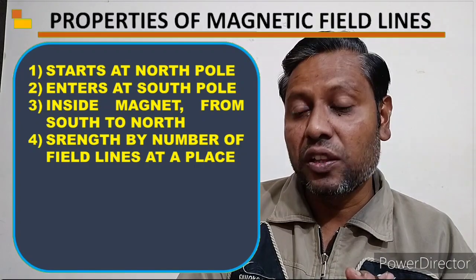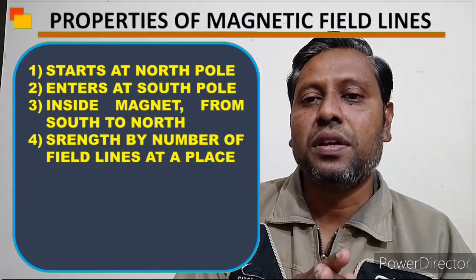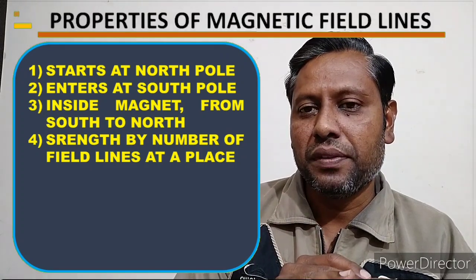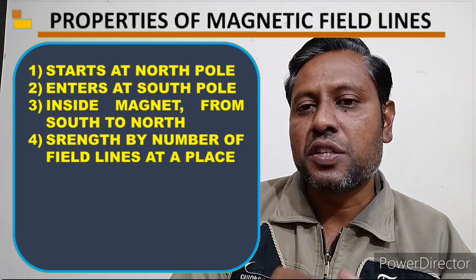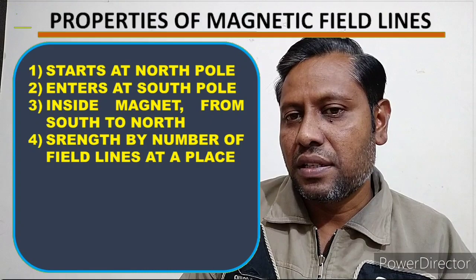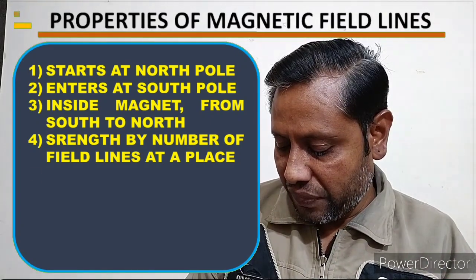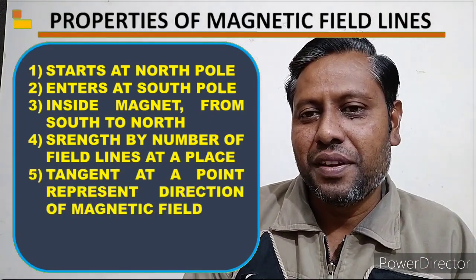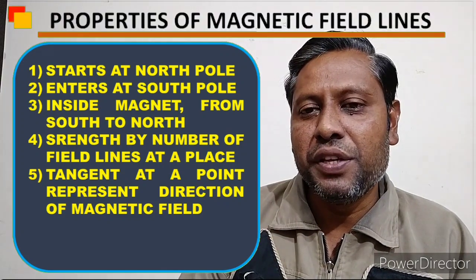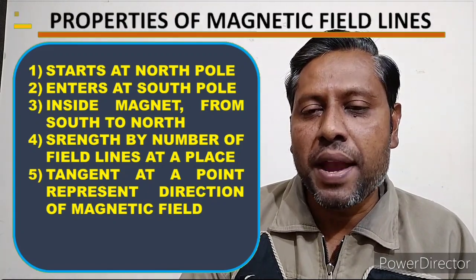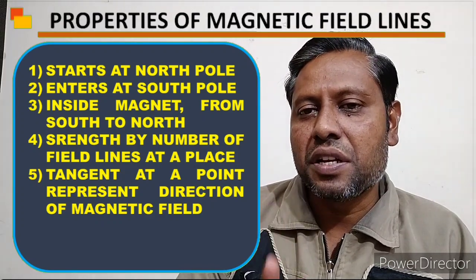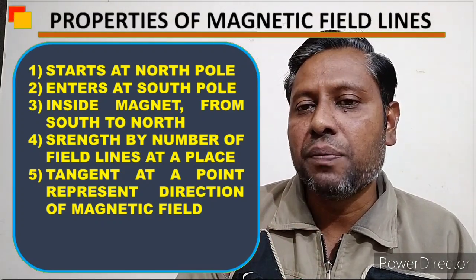Fourth, the strength of the magnetic field can be understood from the number of field lines at a particular position. If the crowd is more, it means the field is stronger, right? And if the number of lines is less, then the field is weaker. This is very important. If at a point you want to decide the direction of the magnetic field, simply put the tangent to the magnetic field line. That tangent will represent the direction of the magnetic field at a given place.